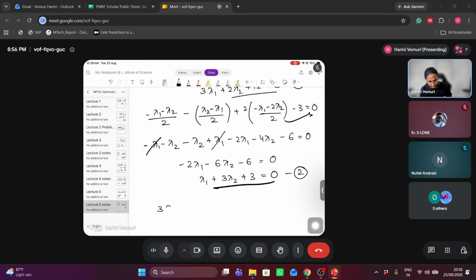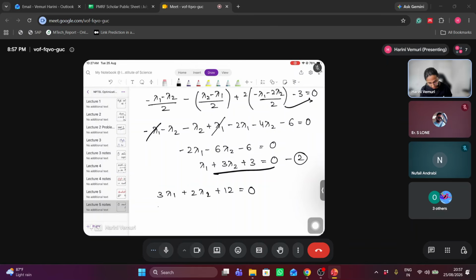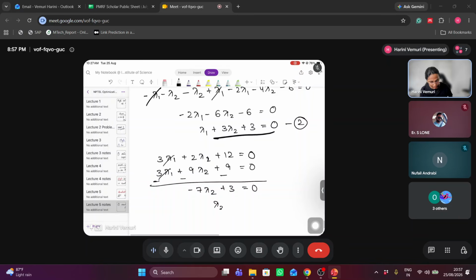So 3 lambda 1 plus 2 lambda 2 plus 12 equal to 0. And I'm multiplying the second equation with 3: 3 lambda 1 plus 9 lambda 2 plus 9 equal to 0. We subtract: minus 7 lambda 2 plus 3 equal to 0. So lambda 2 is 3 by 7.